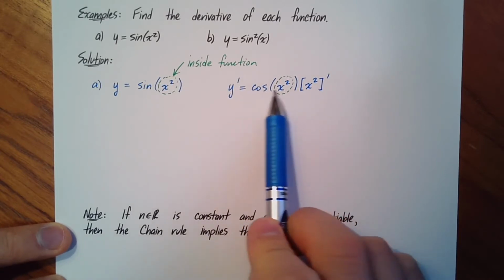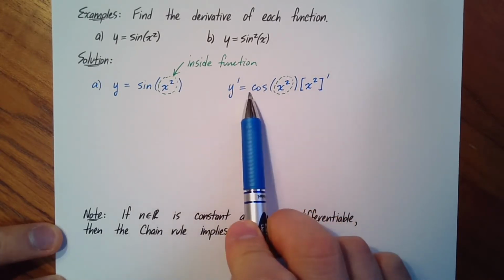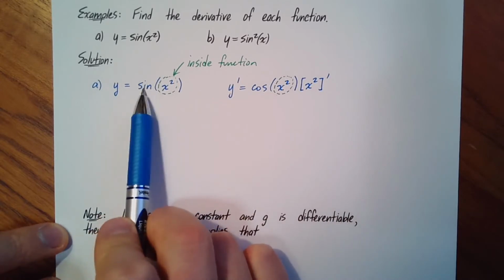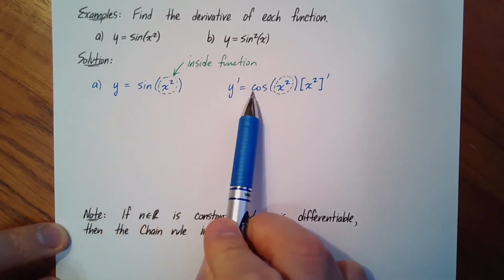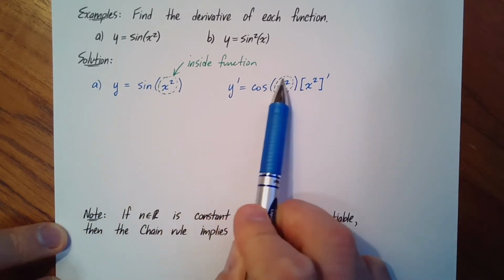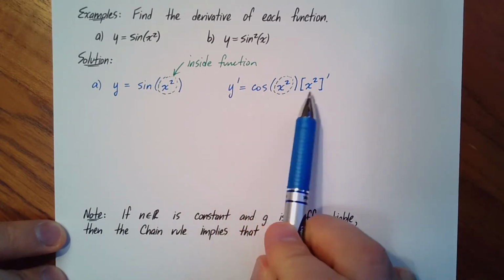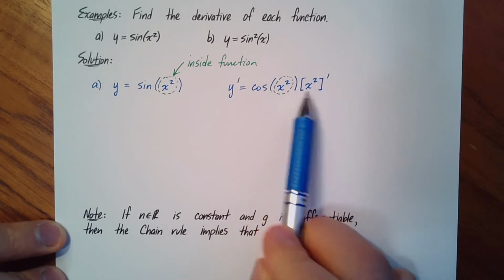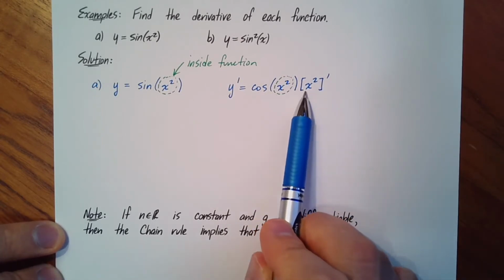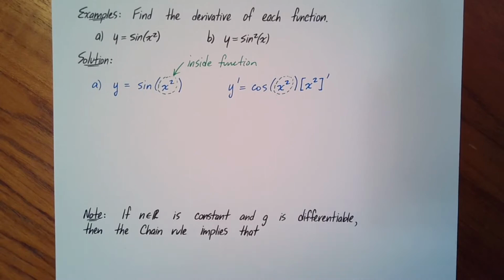Cosine of x squared, right? So what is that? That's the derivative of the outside function, differentiating sine, which gives you cosine, but the inside function gets left alone completely. But then its derivative gets multiplied on after, and by it I mean the inside function. So you multiply by the derivative of the function that's on the inside afterwards.